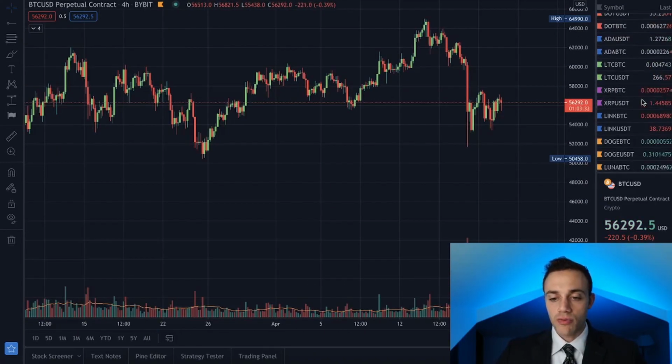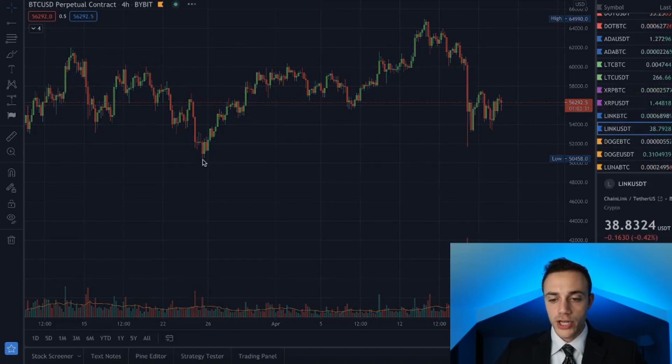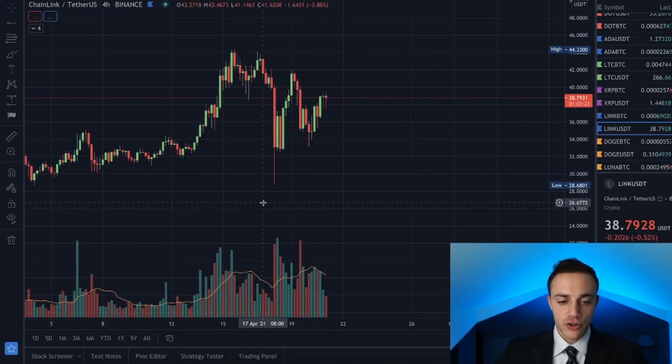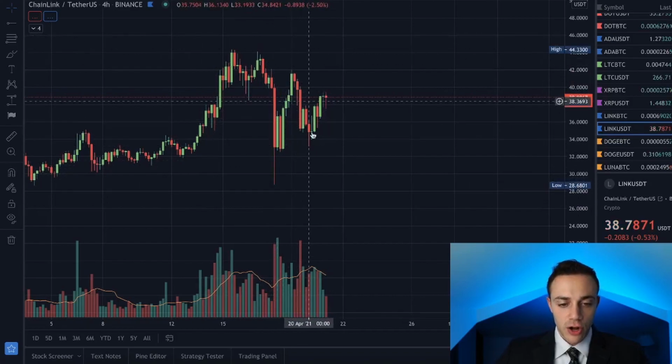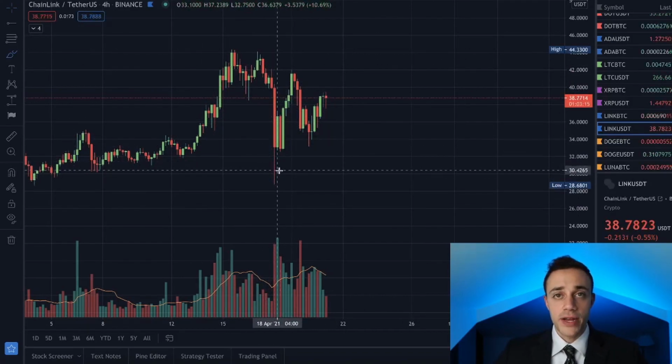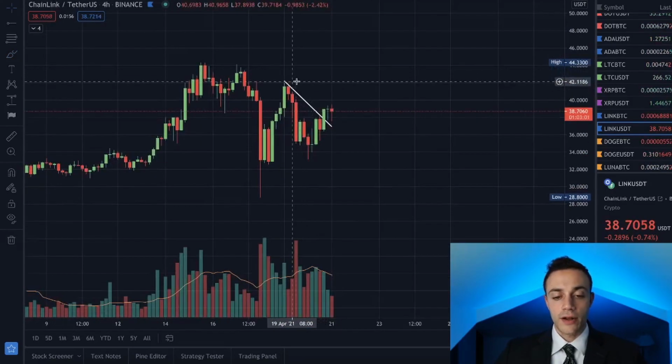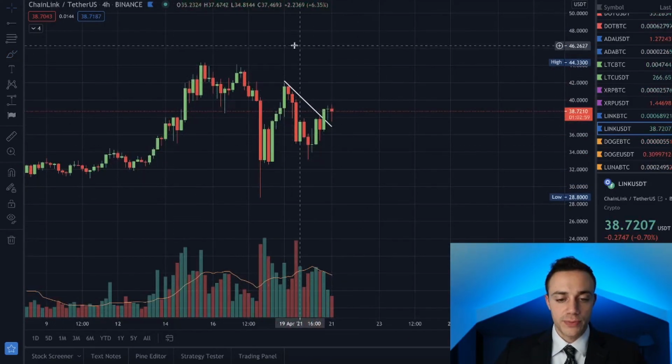So I'm just going to pick a random pair on the chart. Let's go to the Chainlink US dollar chart. So we can see here that we have a very strong move down and then a very strong move away. So we would identify this down here as a swing low. And then this would be the swing high up here. And also you can see I have a trend line on the chart. Price broke the trend line.